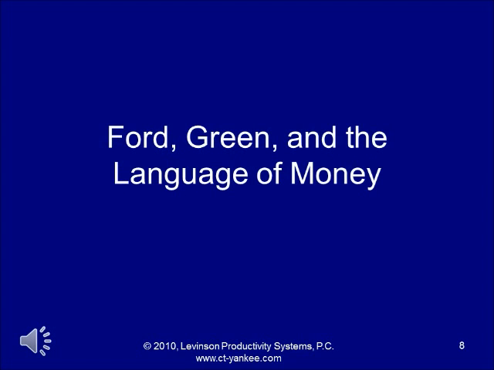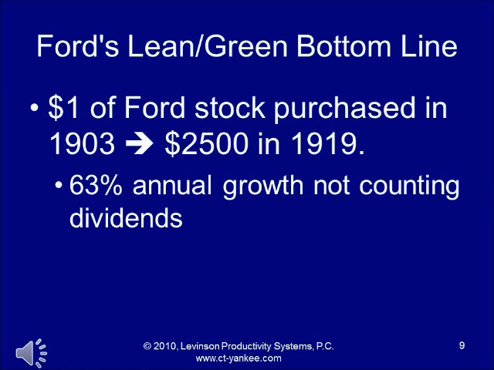Okay, upper management speaks the language of money. Now we're going to look at Henry Ford's bottom line results. $1 worth of Ford stock purchased in 1903 was redeemed for $2,500 when Ford bought his stockholders out in 1919. That's a 63% annual growth rate, not counting the dividends that were paid out along the way. We know of no investment today that will deliver that kind of return.